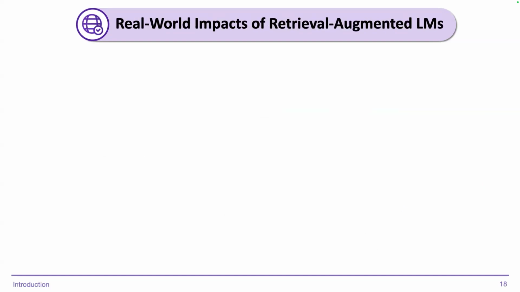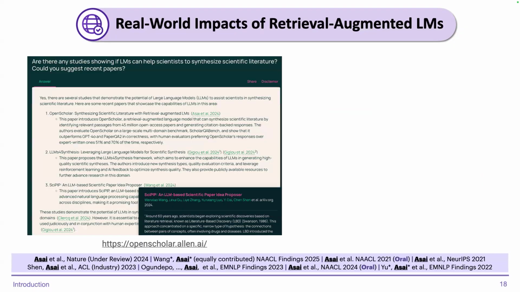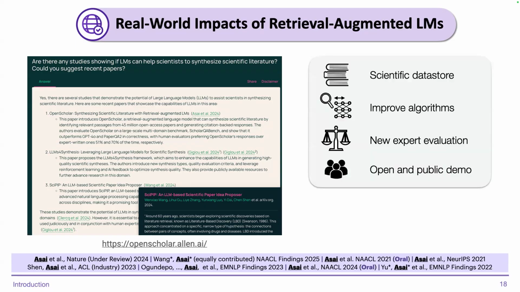Finally, I'll show how those foundations together can lead to high-impact real-world applications. I highlight the OpenScholar project, which develops a fully open retrieval-augmented language model for scientific literature synthesis. Leading a year-long large-scale collaboration with 27 researchers, I built a new data store, enhanced retrieval and generation algorithms, conducted expert evaluations, and launched a public demo.